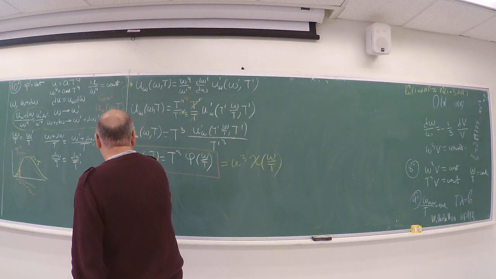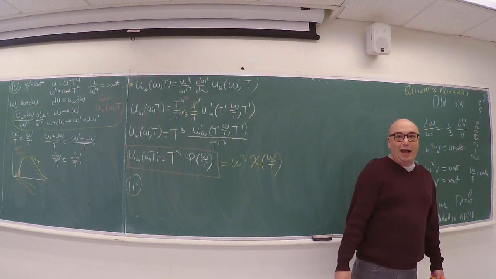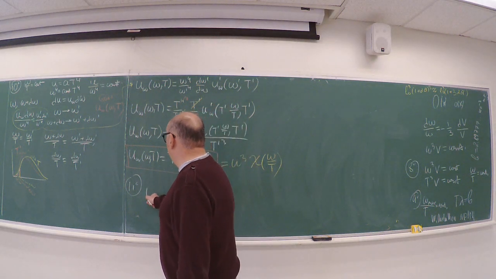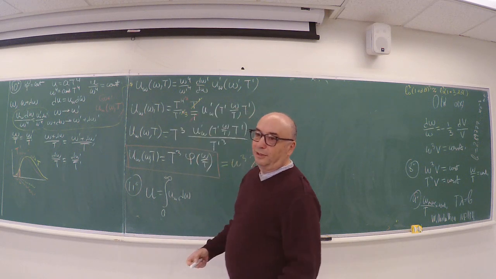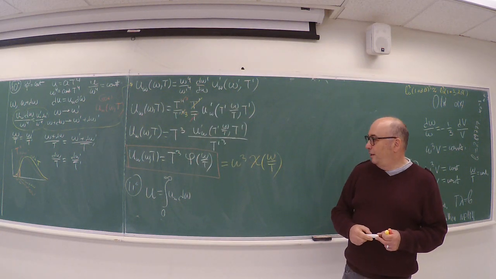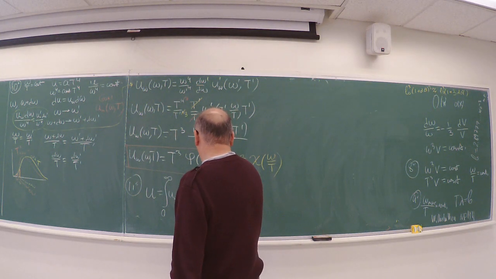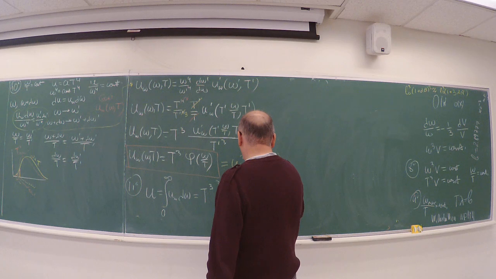What I will get right now should not surprise you, because we actually put it on input recently. But let me still check. What is u? U is the integral of u sub omega d omega from 0 to infinity, right? Which means that I need to substitute that thing. This is T cubed times the integral from 0 to infinity of phi of omega over T d omega.